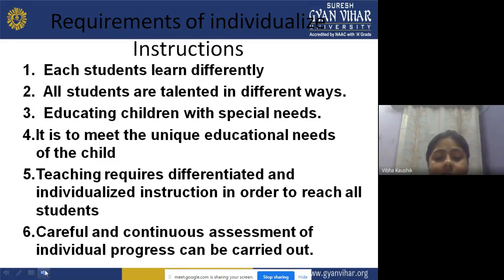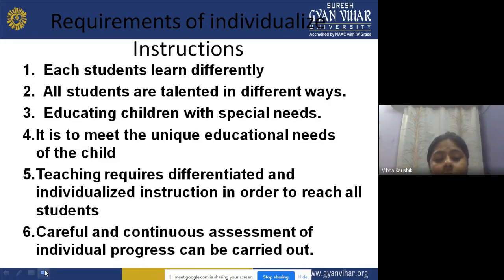It is to meet the unique educational needs of a child, meaning every individual has their own unique needs, and that need should be satisfied, and that need can be satisfied only with individualized instruction. Teaching requires differentiated and individualized instruction in order to reach all students. We have to make a plan in such a way that our instruction meets the individual needs of every student.